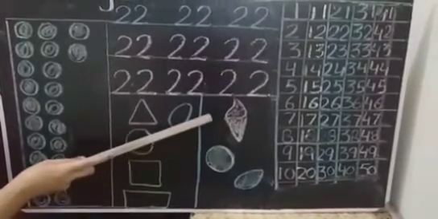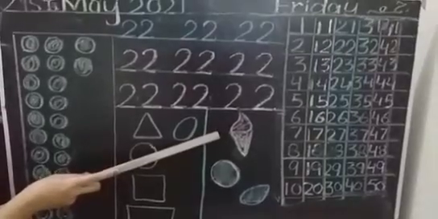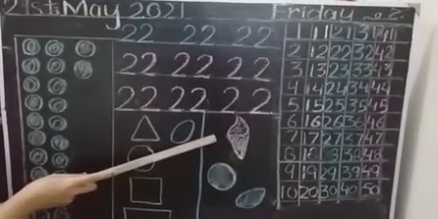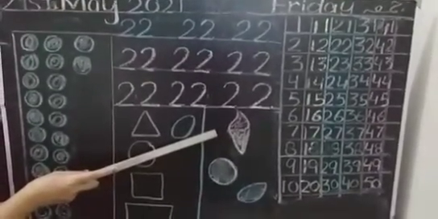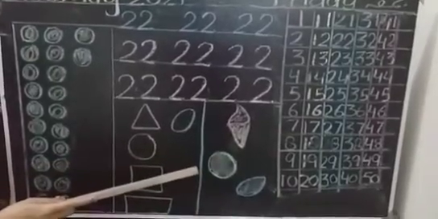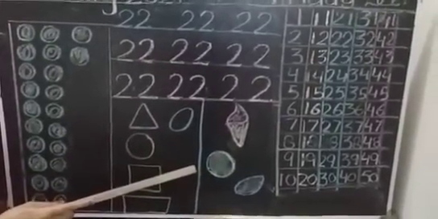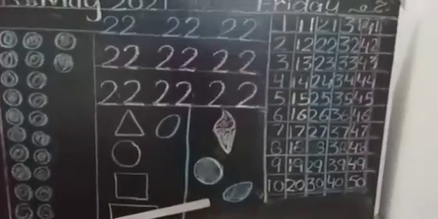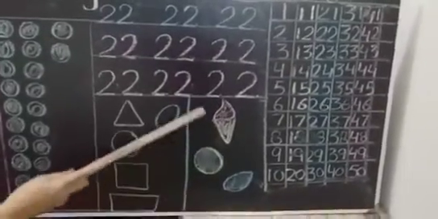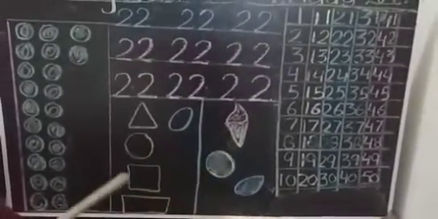Now look at these shapes. Okay, dear students, tell me, which shape is this? Yes, cone shape. Tell me, which shape is this? Sphere. And this shape is ovoid. These are called solid shapes.